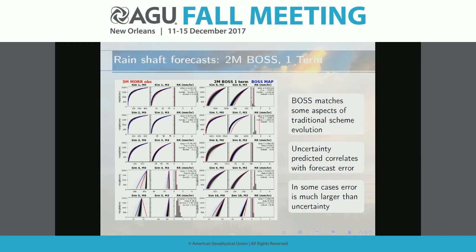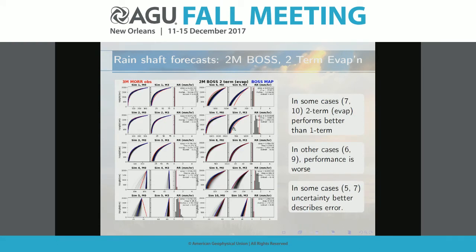Okay, now this should be able to predict something well. So these are different rain shaft predictions. So this is profiles of M0, M3, that's number and mass, and then also rain rate at the bottom. So the black lines are draws from the uncertainty of BOS. If you can see a blue line, I don't think you can, that's the optimal value of BOS. And then the red is the observation, so that's sort of truth. You can see that it matches in some cases. There's some uncertainty. And in some cases, the uncertainty seems to be a good predictor for the error. In other cases, like the simulation 7, right over here, it doesn't do so well.